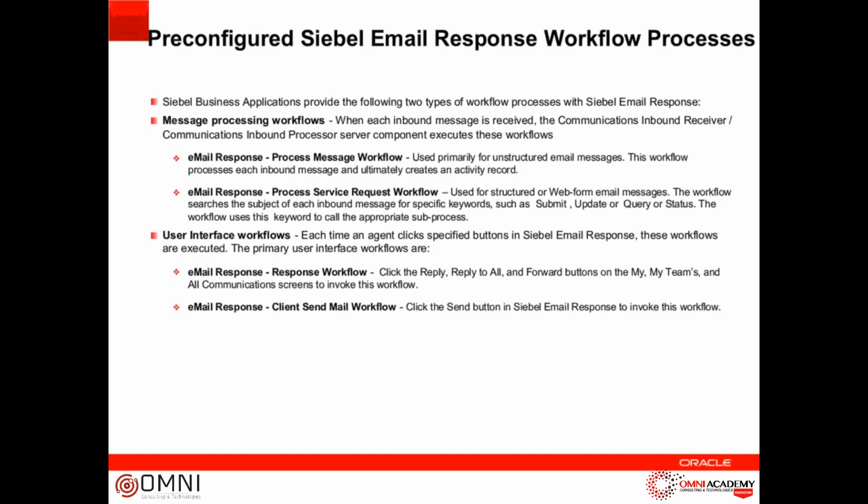The first type of workflow is the message processing workflows, which includes the following two workflows: email response process message and email response process service request. Process message is used primarily for unstructured messages, and this creates an inbound email activity record. And process service request is used for structured messages, and this searches the subject of each inbound message for specific keywords, and then based on the subject, the workflow uses this keyword to call the appropriate subprocess.